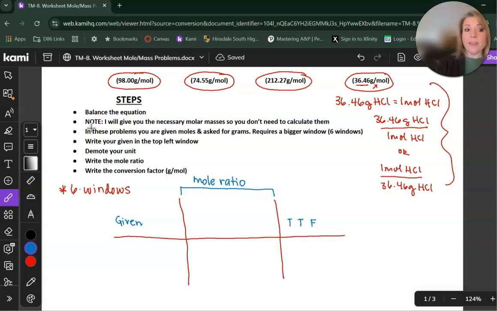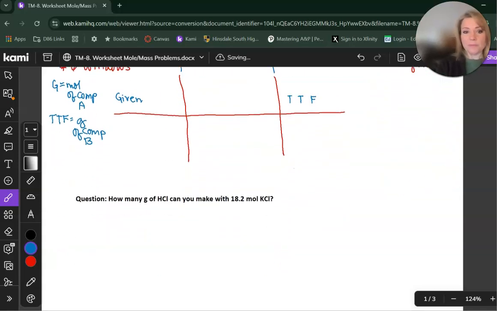So once again, this is the setup. This is the pattern that you use to fill out the windows when you are given moles. So your given is moles of compound A, and you're trying to find grams of compound B. Let's do an example together.